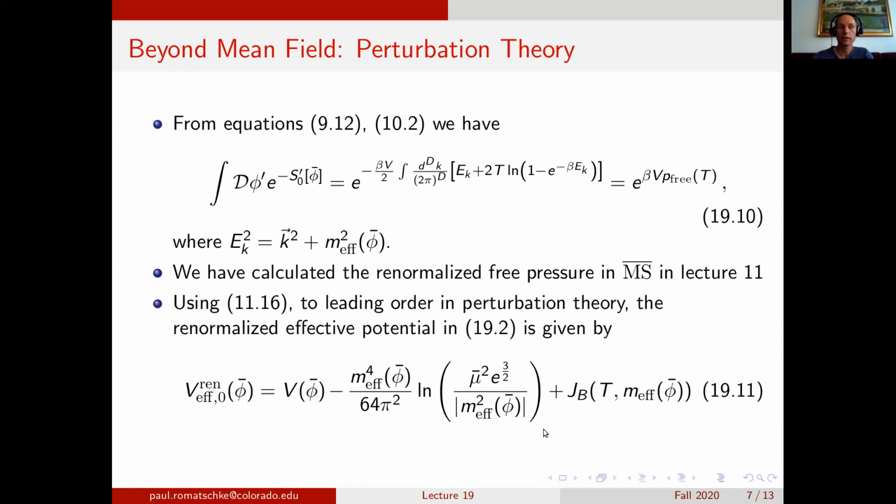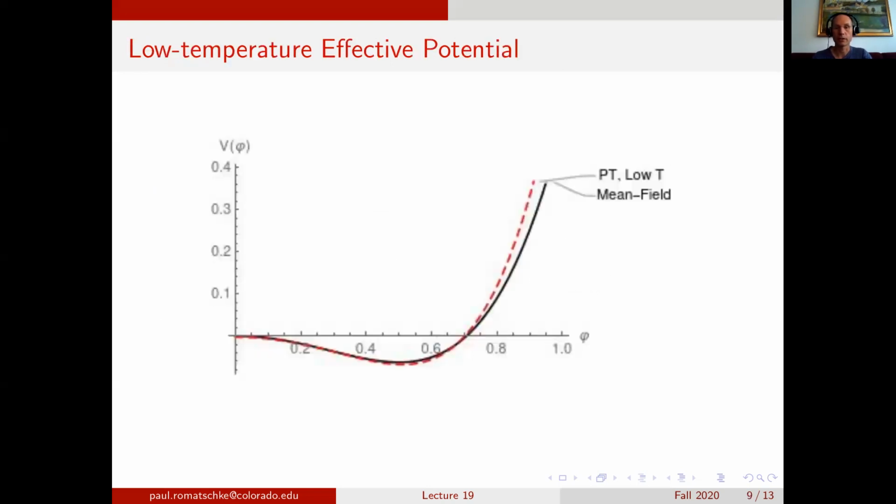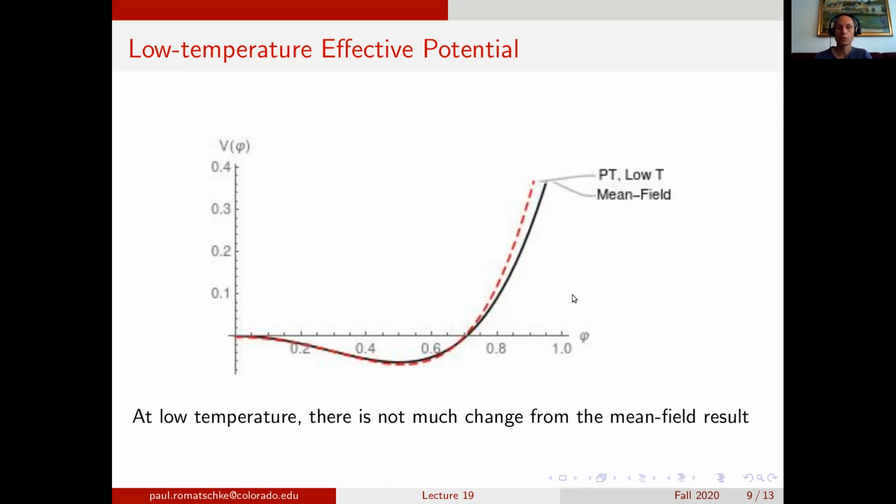So now, choosing a specific value for the coupling constant lambda, we can compare these two results. This is the result that we find, the potential as a function of the value of the field. The mean field result is given as the full line here, and the leading order perturbative result, PT standing for perturbative, at zero temperature, is given as the dashed line. You can see that there's certainly no qualitative change and not even much of a quantitative change from the mean field result to the leading order perturbative result.